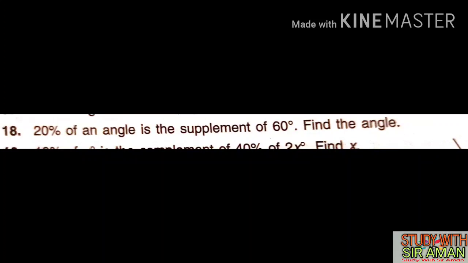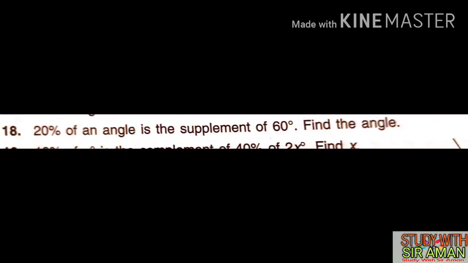Check what the problem is. What is the rule? I have told you, you have to read the question 2 times. It is very easy. 20% of an angle is the supplement of 60. What are the things you will get in this? 20% of an angle. The angle is not given, so we will take x. The second part is the supplement of 60. Check.